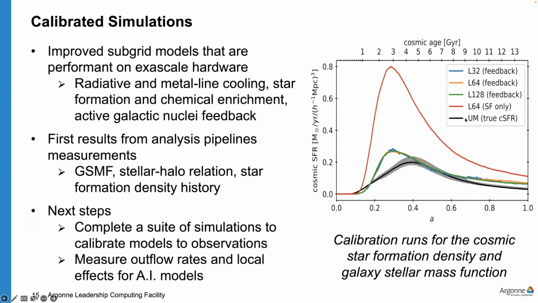One thing you can notice here is UniverseMachine. UM is a modeling technique software called UniverseMachine. It's the closest thing, I guess, to what we would expect as a desired result. And you can see with this red line, with star formation only, we're quite off. And then as we start to add feedback models, we start getting closer to what we think the correct answers should be.